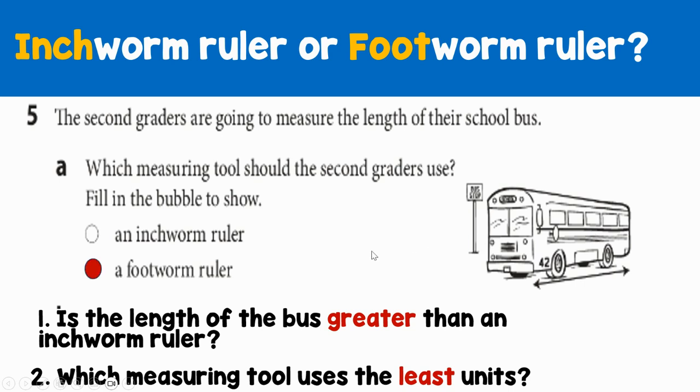I chose a footworm ruler because a footworm ruler is a larger unit. One footworm ruler equals 12 inches or 12 units, inchworm units.